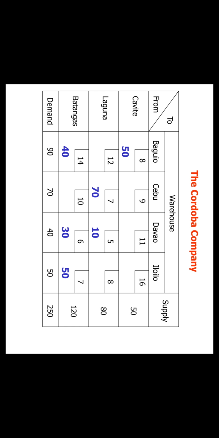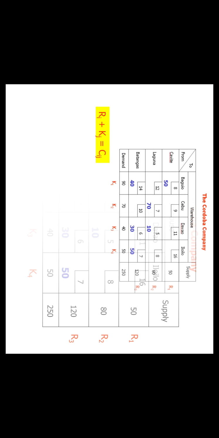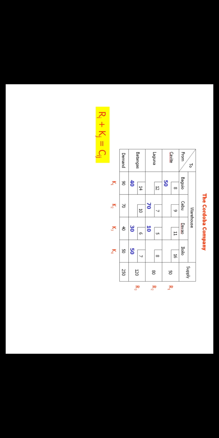So proceeding with the next step in the modified distribution method, we now assign our row and column indicators to each row and to each column. And then we focus our attention on our used cells, or those where there are shipping values assigned to them. And then apply the formula R sub i plus K sub j equal to C sub i sub j. So again, the direction that I would be using in analyzing our used cells would be from left to right and then top to bottom.